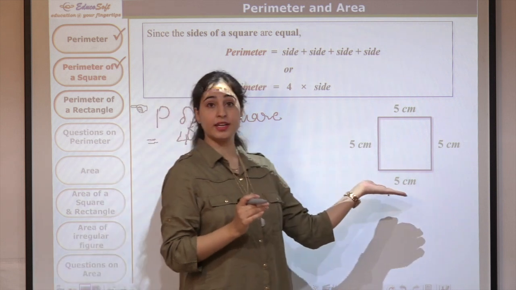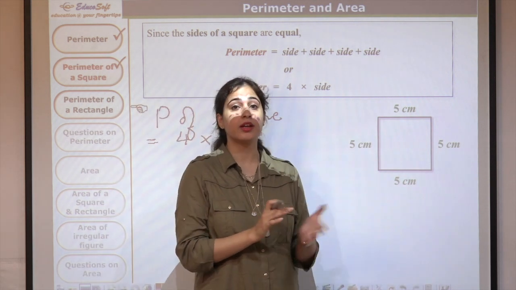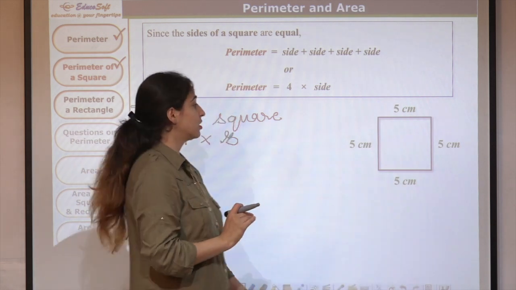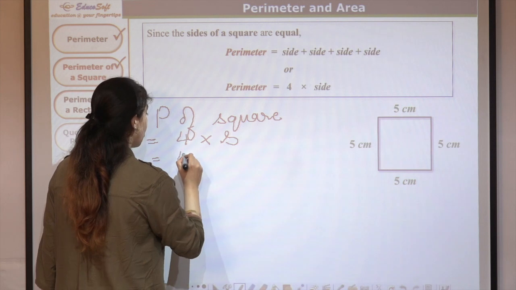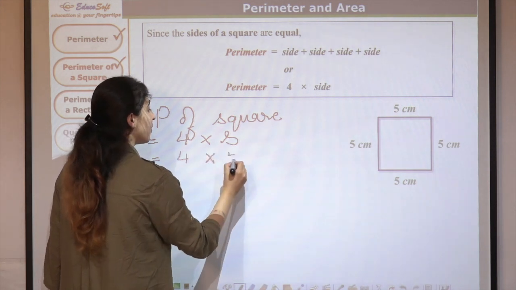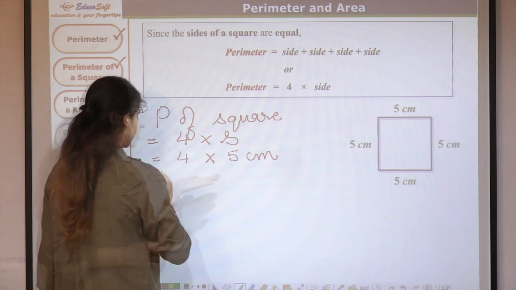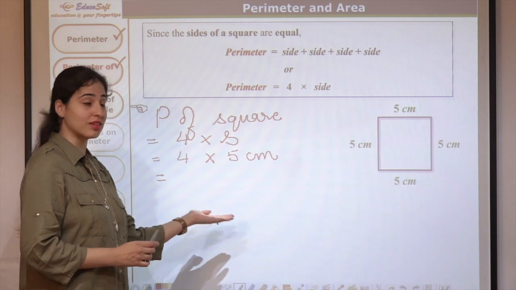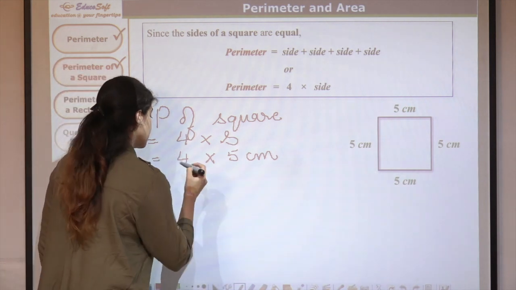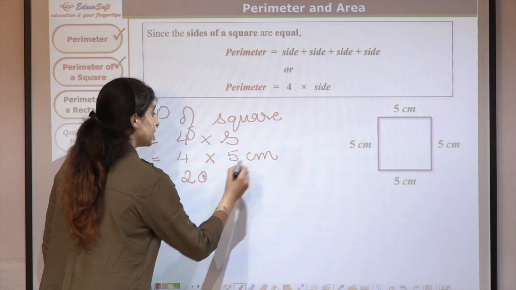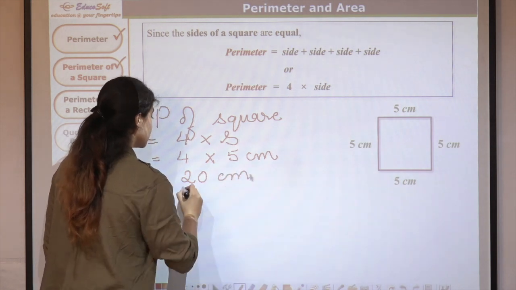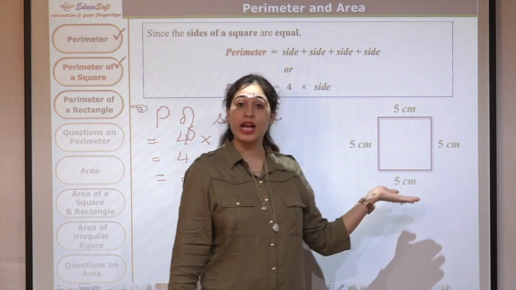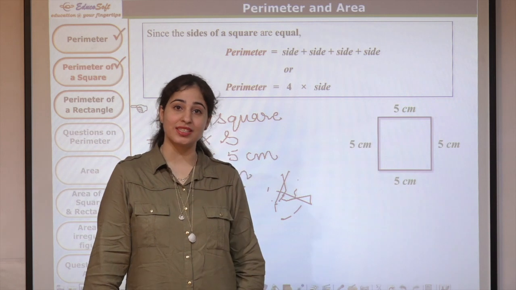So, what is the side here? Side of the square? Yes, the side of the square is 5 centimeters. So, we have 4 multiplied by 5 centimeters. We write the units here so that we do not forget the units of the final answer. So, 4 times 5 is 20 centimeters. So, perimeter of this square of side 5 centimeters is 20 centimeters.